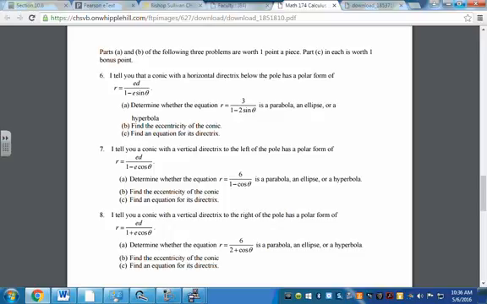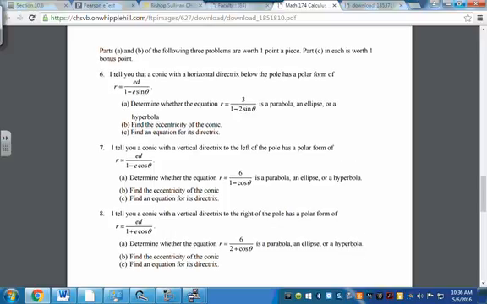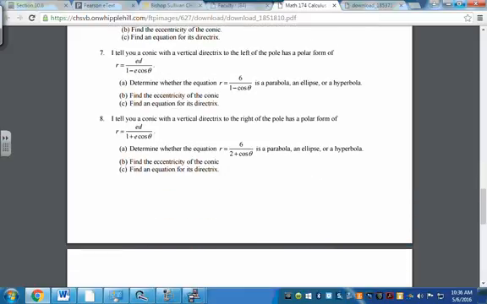How about this one? It says 1 minus cosine. What's the eccentricity? 1. What is it? A parabola. Done. Look at this one. Now, here's the formula. You don't have to remember the formula. It says 2 plus cosine theta. Oh, that's not 1.